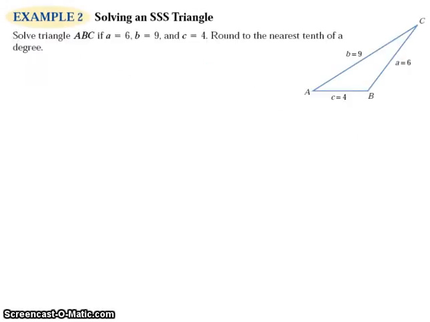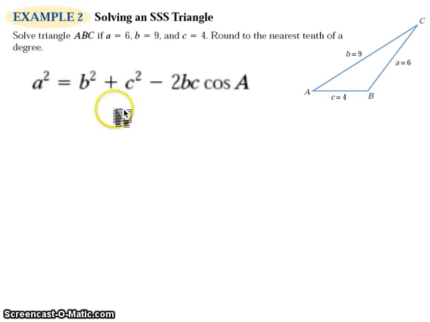Example 2. We're given an SSS triangle, which means we're given all sides of the triangle, and based on that, we can use the law of cosines to come up with the angle. Based on this formula, I'm going to solve for the cosine of A, and then eventually solve for angle A. You could solve for B or C if you wanted to. I'm just using this particular formula, so I'm going to solve for A.